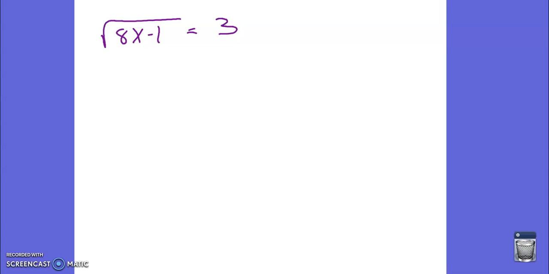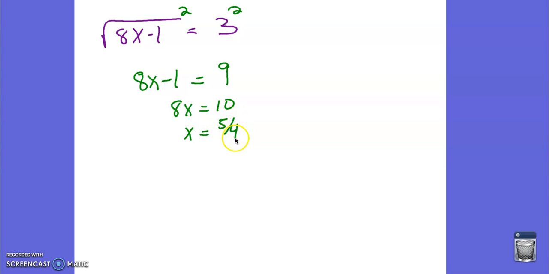All right, let's solve this. To get rid of a square root, you square both sides. So we're literally going to square both sides, and we have 8x minus 1 equals 9. And we're going to add 1 to both sides. Divide by 8, and reduce. We're going to get 5/4.